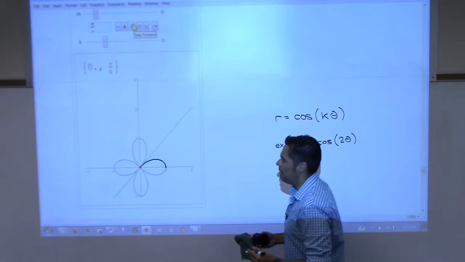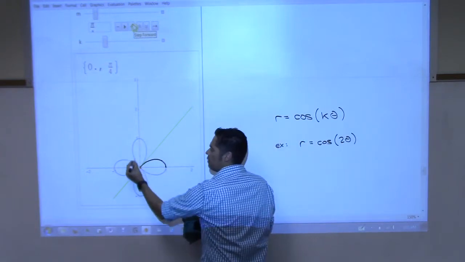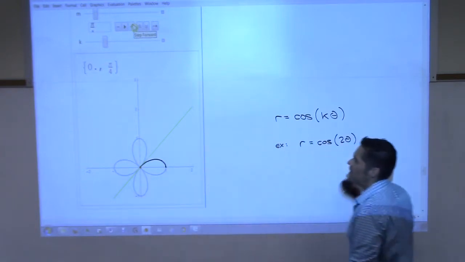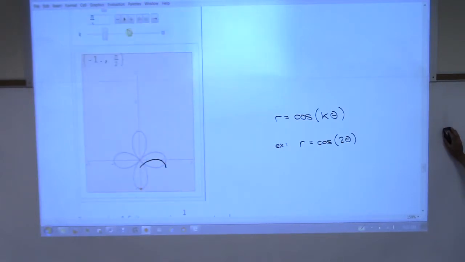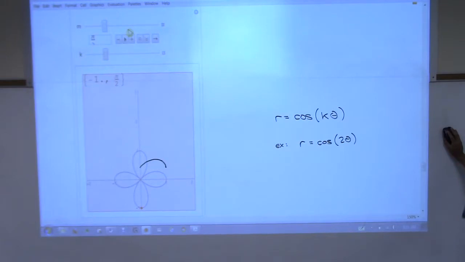Now, your instinct may be that what I'm going to do is draw this next petal, but that's not at all what's going to happen. Now I'm going to start drawing the bottom petal. I'm going to get division by 0 there. That's just my computer having a problem with the way I'm telling it to graph. So don't worry, you're not getting division by 0 when you plug in theta.